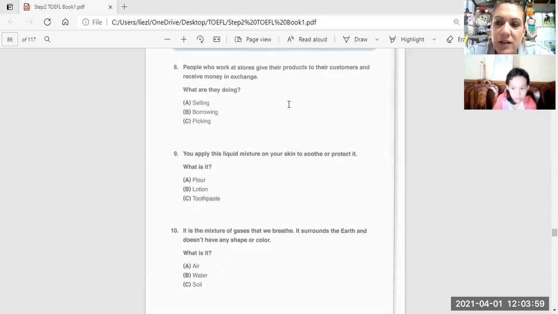Okay, and what is flour? What do I use flour for? Flour, we use it to make cake, right? Yes, to make cake. We make cake with those. Okay, very good. And what is soil? It's the ground of the tree or flower. Yes. Okay, let's go to the next one.